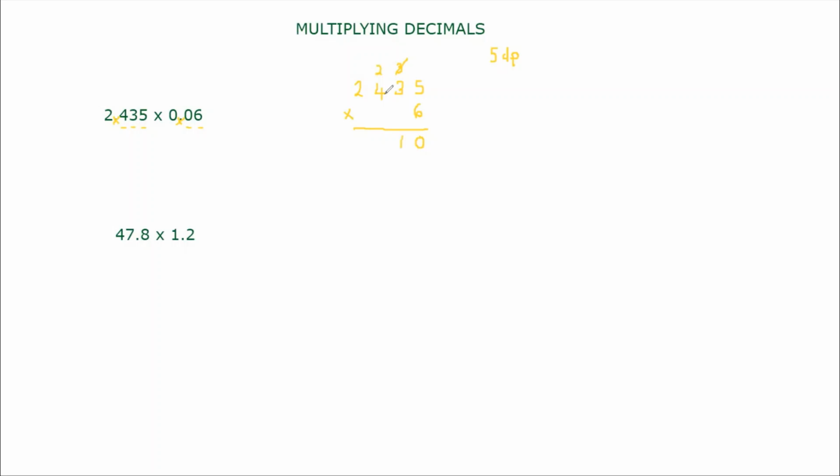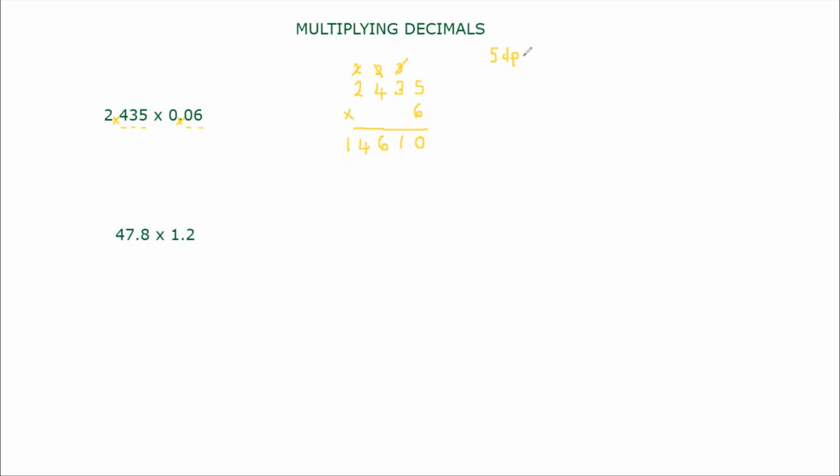6 times 4 is 24, plus the 2 would be 26. So again, we're going to carry the 2 and the 6 comes down here. And then we have 6 times 2 is 12, plus the 2 would be 14, and we can put that in here. Now we need to put our decimal place back in.